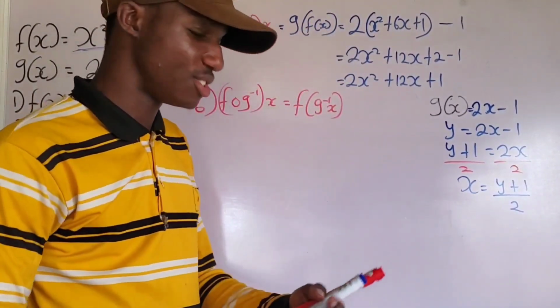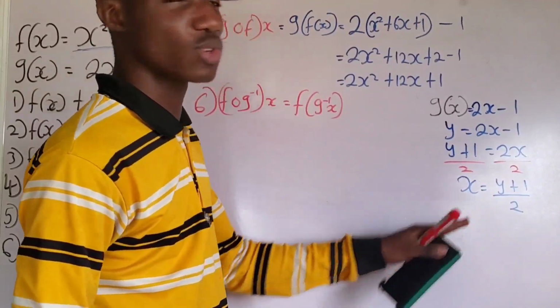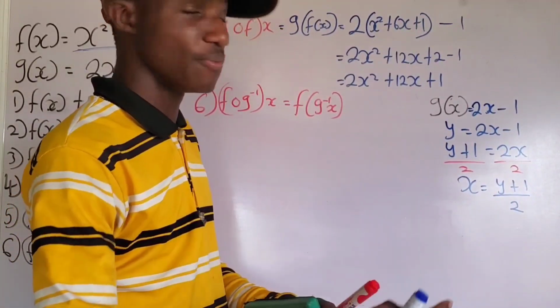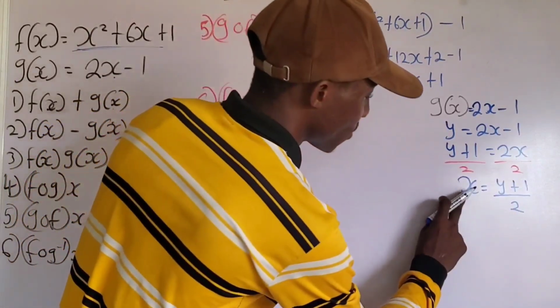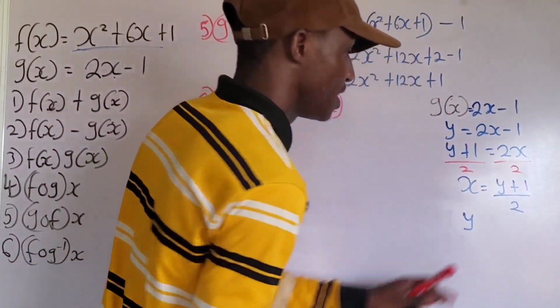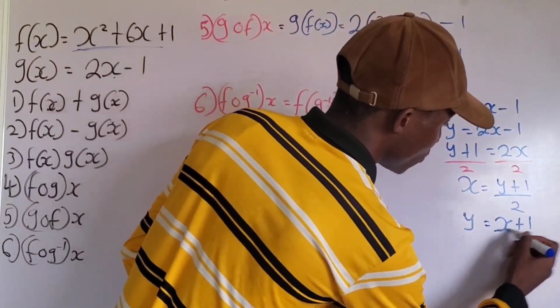You have to interchange the variable. That is, instead of x being here, you're going to replace that with y. And inside the variable that you have, instead of y, you're going to replace that with x. So, instead of x here, I'm going to have y. Instead of y here, I'm going to have x. So I'm going to have x plus 1 all over 2.